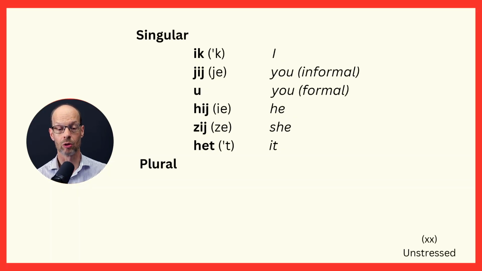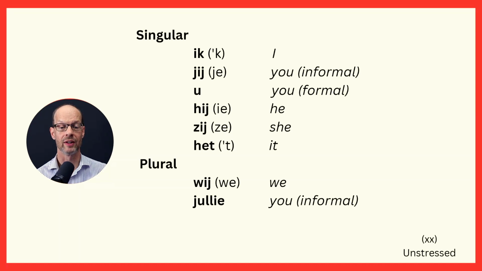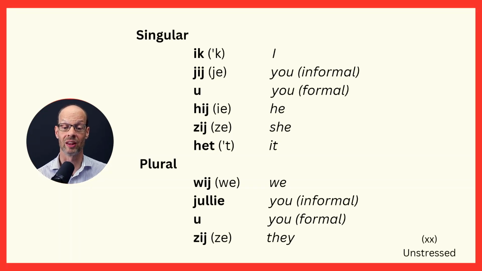So then we go to the plurals, and in the plurals we have wij, and wij is we. And we also have we in Dutch, and that is the unstressed version of wij. Then we have jullie, and jullie is you informal. Then we have u, and that is you formal, right? But it's plural, so that is used if you address people formally, and it's more people. And then the last one we have zij, that is they, and you also have ze, and that is the unstressed version.